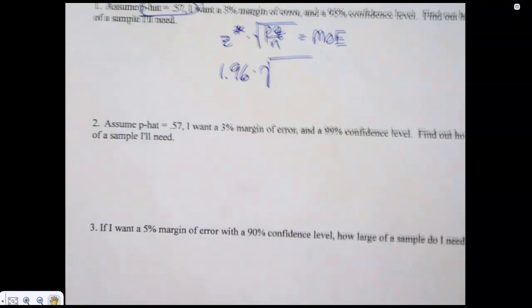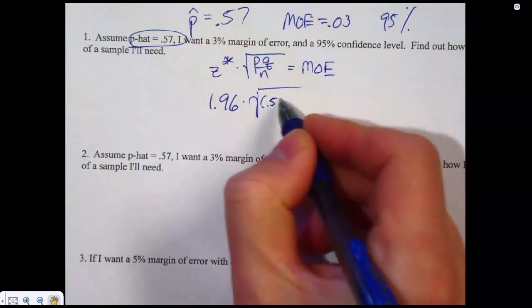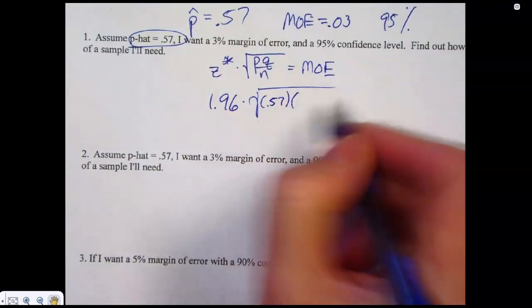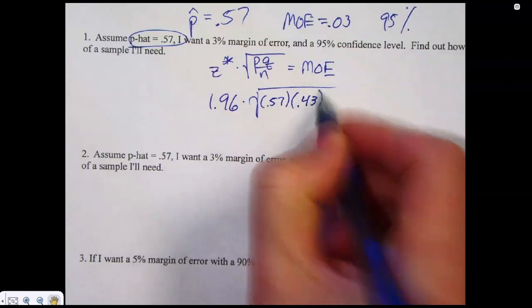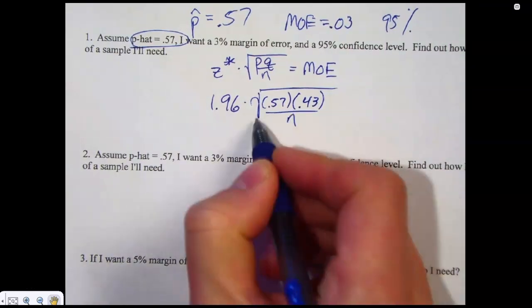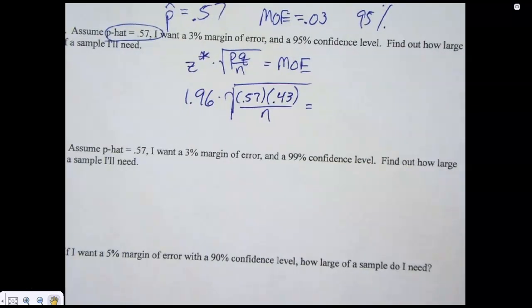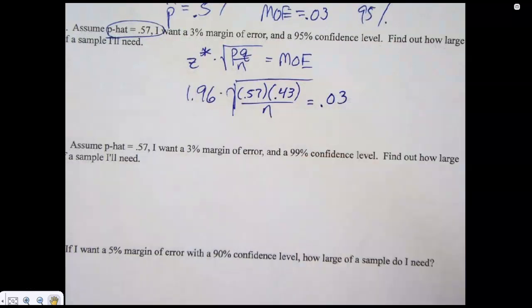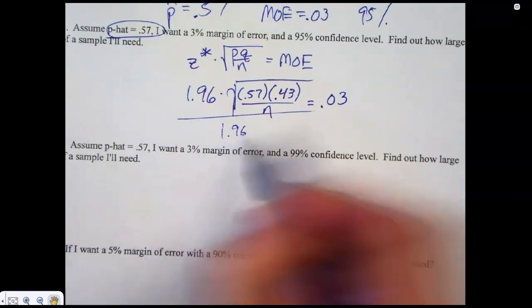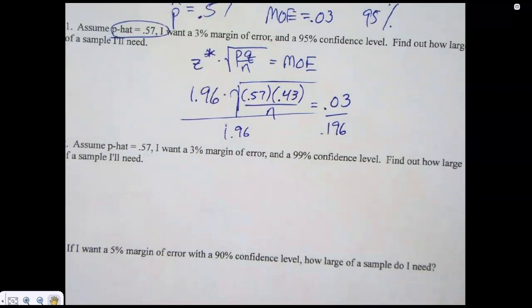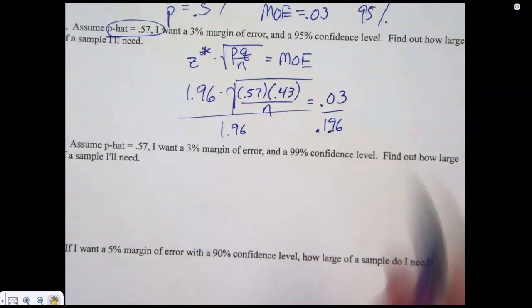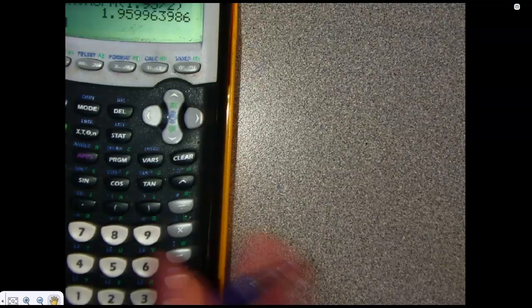What's P? 0.57. What's Q? 0.43. N is what we want, so I don't know what that is yet. I'll leave you guys very much space here. And then the margin of error is 0.03. So my first step is I'm going to divide by 1.96. But in my calculator, I'm going to do it this way: 0.03 divided by second answer.